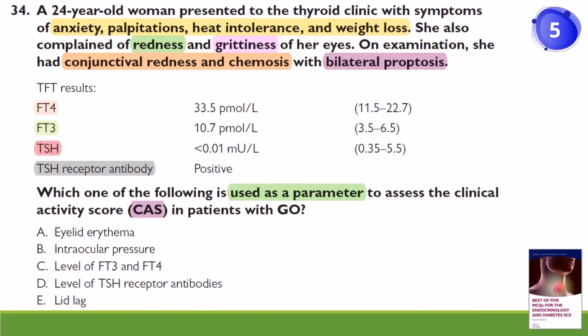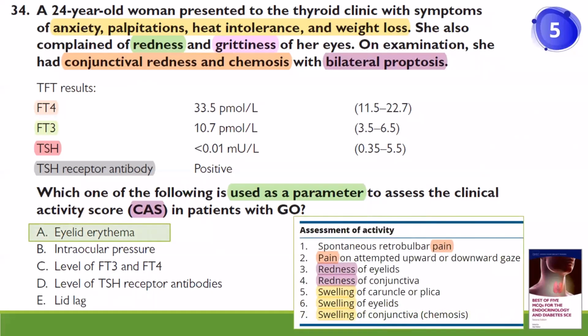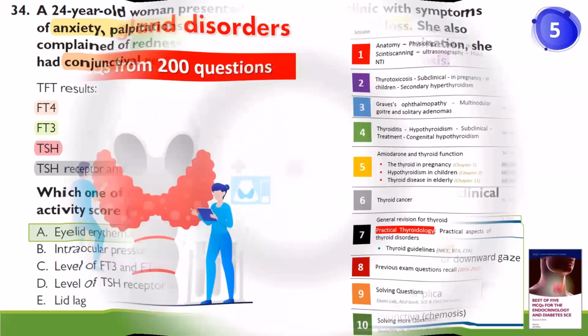So don't forget, two pain, two redness, and three swelling. Eyelid erythema and erythema of the conjunctiva, swelling of the eyelid and conjunctiva. This is 4 items from 7 items. Intraocular pressure, thyroid hormone level, and TSH receptor antibody level are not points in this score.